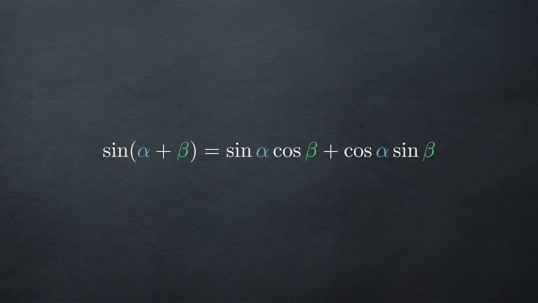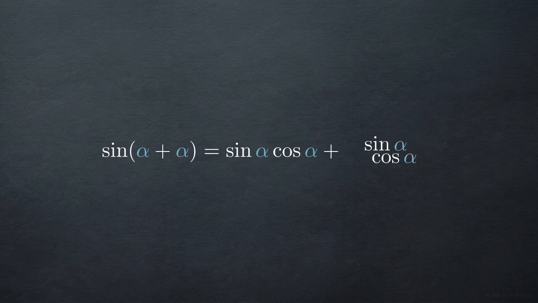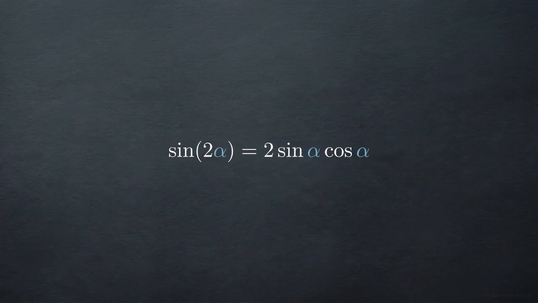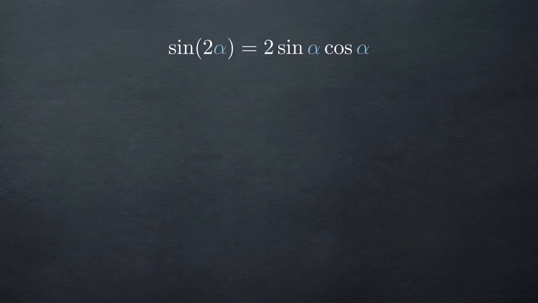What happens when the two angles inside the formula are exactly the same? If we set the second angle equal to the first, we replace beta with a second alpha. On the right side, we now have sine alpha cosine alpha added to cosine alpha sine alpha. The terms are identical, so we combine them to get 2 sine alpha cosine alpha. We can verify this immediately.